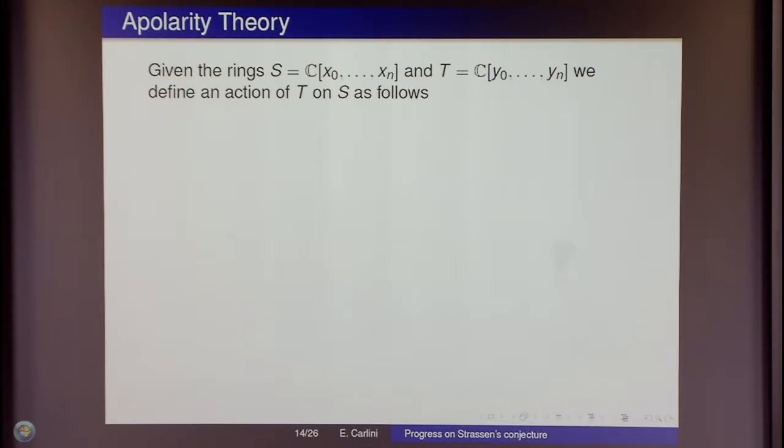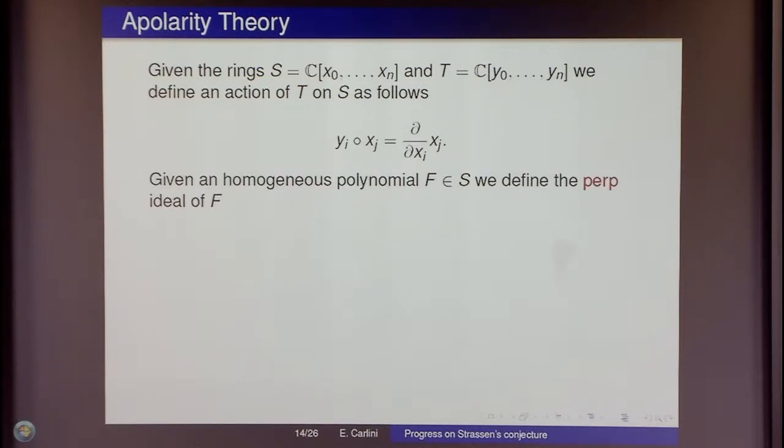So just a brief reminder of what is apolarity theory. You start with your ring of polynomials, S, and then you introduce a new polynomial ring T in new variables, the y's. And the idea is that you want T to act on S in a very natural way, which is by differentiation. So each variable of the ring T I see as a differential operator. So yi is just a derivative with respect to xi. And if you take a monomial, you just take several derivatives. If you take any element in T, it's just a differential operator acting on S.